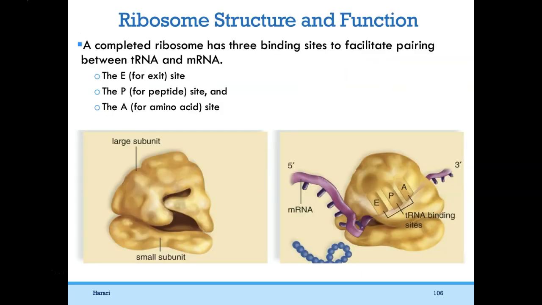A completed ribosome has 3 binding sites. You do not have to know the names of these specifically. I'm not going to test you on those details, but there is an E site for the exit, a P site for where the peptide bond is made, and an A site for where the incoming amino acid comes in. So tRNAs can be in one of 3 positions on the ribosome. And we're going to see how the mRNA kind of snakes through a special channel of the ribosomes. This is the mRNA.